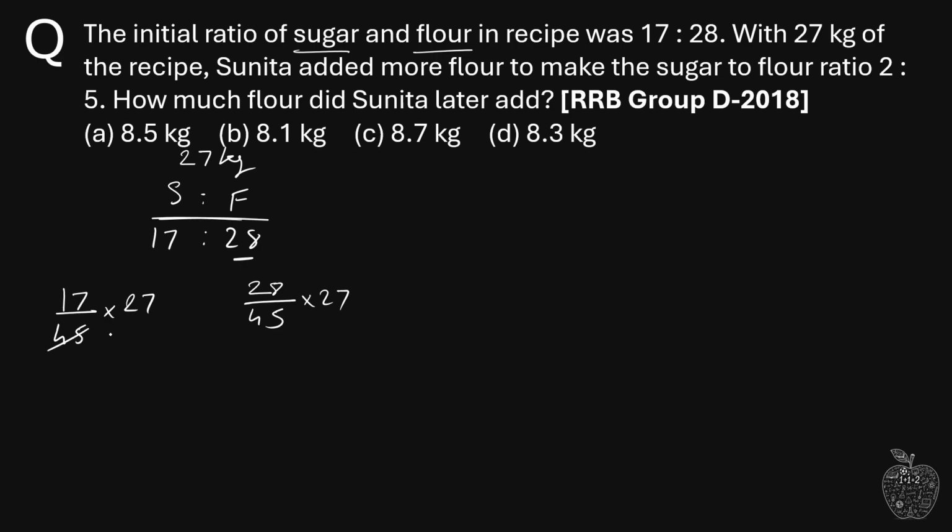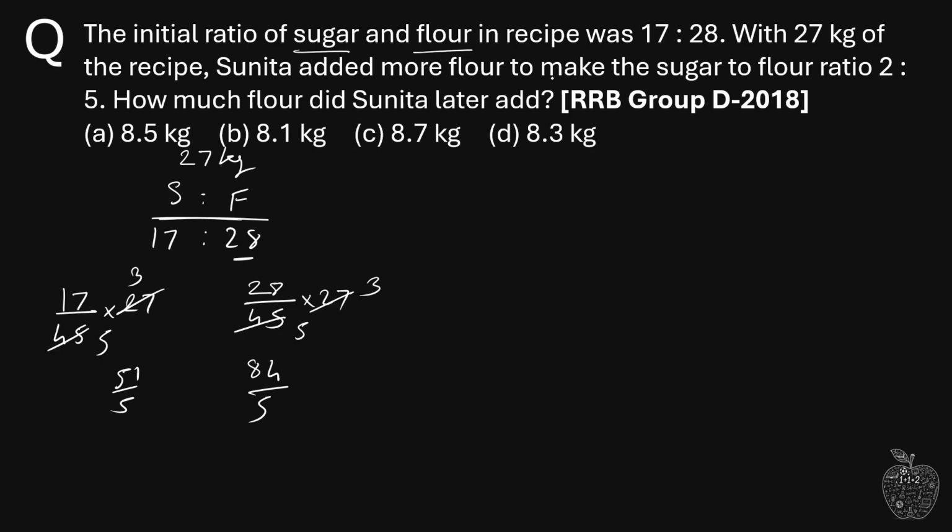So I divide this by 9. 9 5s are 45, 9 3s are 27. 17 into 3 will give me 51 by 5. Here similarly, 9 5s are 45, 9 3s are 27. 28 into 3 will give me 84 divided by 5. So that means I have 51 by 5 kg of sugar and 84 by 5 kg of flour.